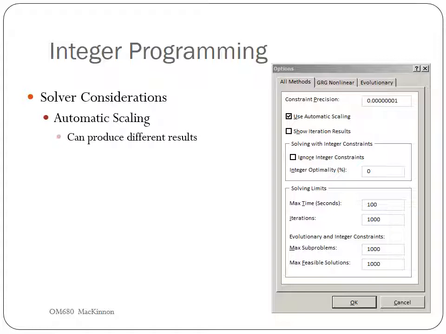in the model that are scaled very, very differently. You might have some values in the millions, and then you might have some values out to 15 decimal places, okay? And that can cause Solver some problems. So if you check automatic scaling, Solver will actually attempt to deal with that for you, all right? And actually unchecking it and checking it can produce slightly different results in some cases.